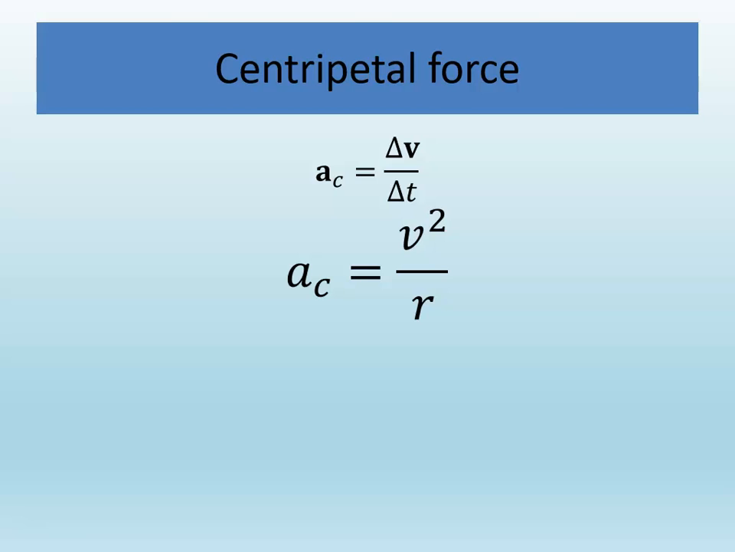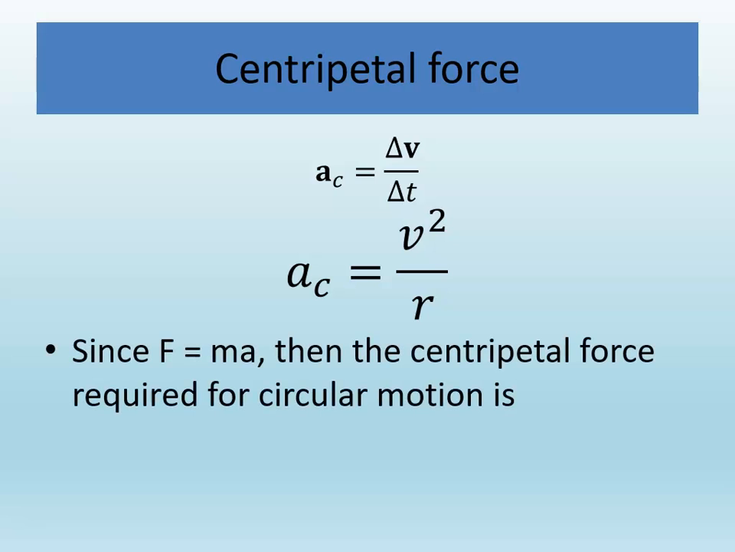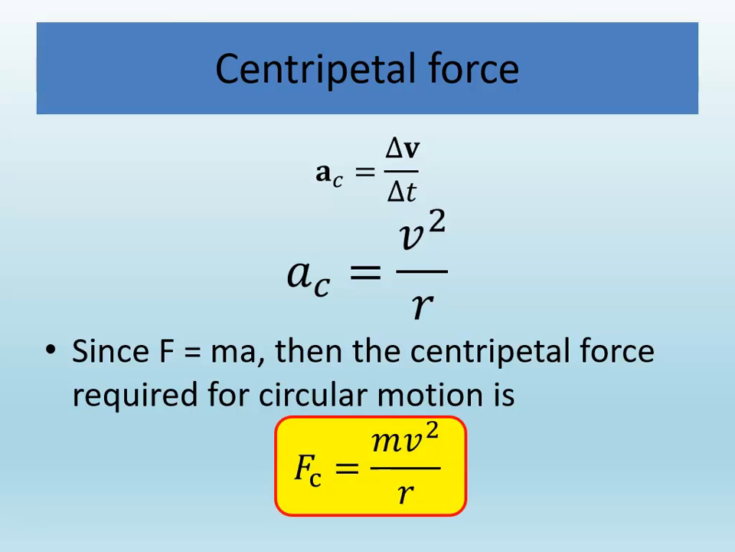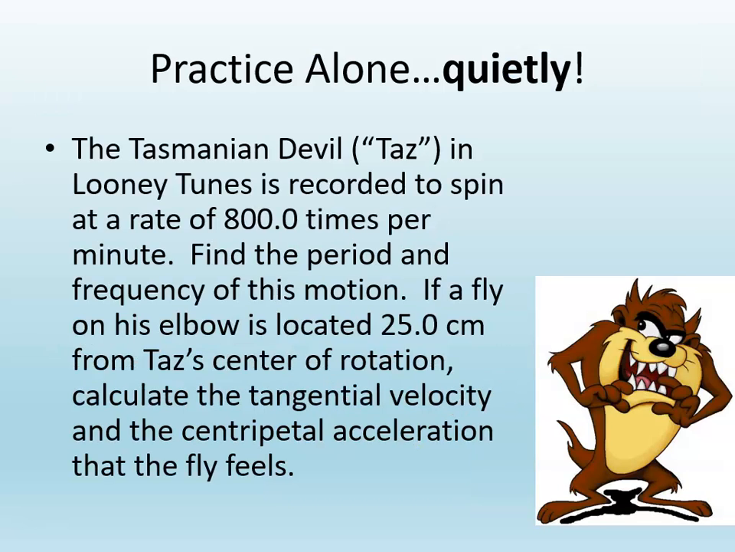It's something that you must memorize in this course. It's a very important formula. And, of course, since force equals mass times acceleration, the amount of force you must provide in order to cause something to undergo circular motion is given by mv squared over r, and that is the formula for the centripetal force. Let's take a look at an example.